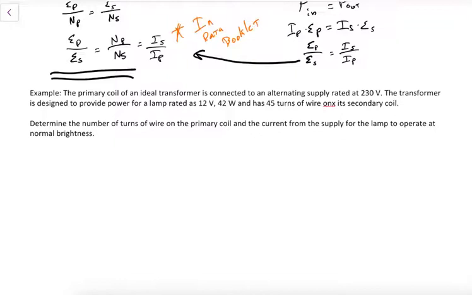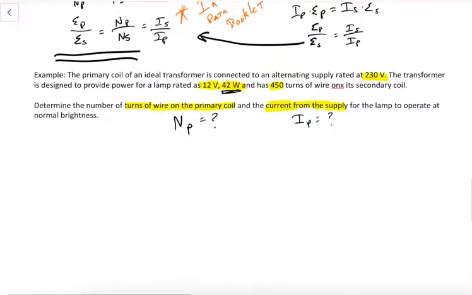So an example. The primary coil of an ideal transformer is connected to an alternating supply rated at 230 volts. The transformer is designed to provide power for a lamp rated at 12 volts. Okay, so we need to step down, but it has 42 watts and 45 turns of wire on its secondary coil. Determine the number of turns of wire on the primary coil and the current from the supply for the lamp to operate at the normal brightness. So we need to find the turns of wire on the primary coil, so we need to find N_P. We don't know what those are. And we want to find the current from the supply, so that sounds like the primary current as well.